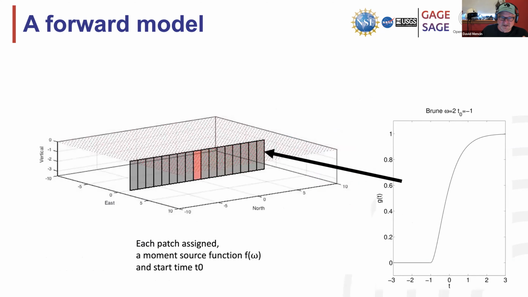Each one of these segments, we put in time source functions, just like a seismologist would. Of course, we are choosing time source functions that have physical basis, because we're looking at things slow enough. We can't use sawtooth functions and whatnot. So in this case, we're using a Brune function. Each patch is associated with a moment source function and a start time.